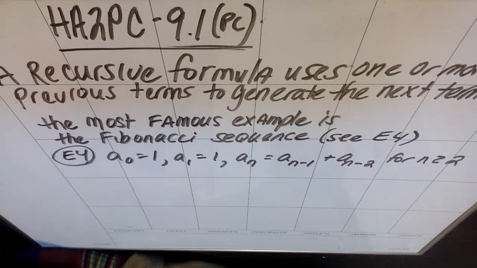This is Honors Algebra 2 Pre-Calculus. We're doing section 9.1 from Pre-Calc, which is sequences and series. So previously we've talked about explicit formulae for an nth term, right? So a sub n written in terms of n.